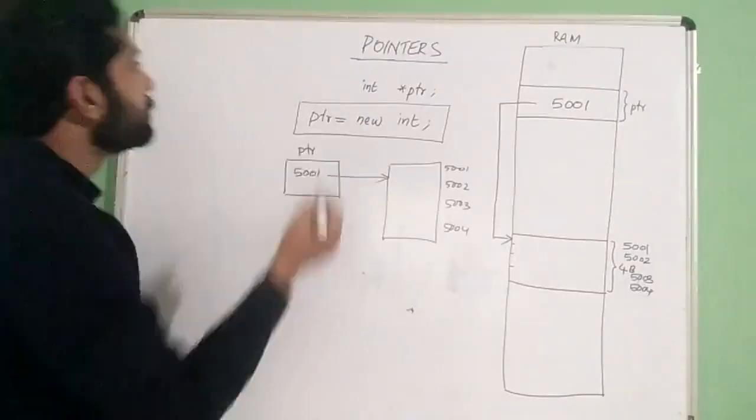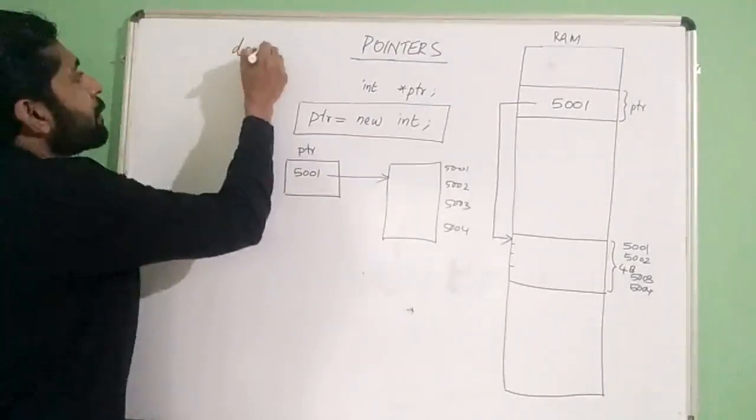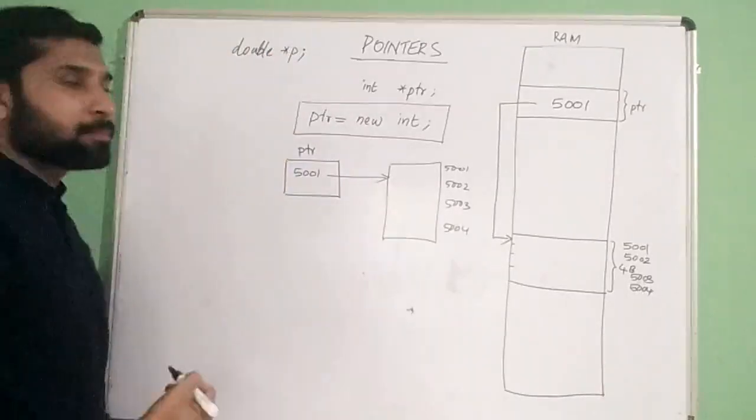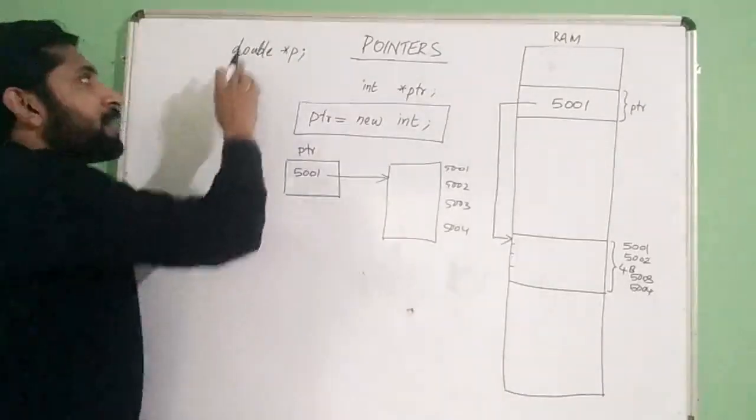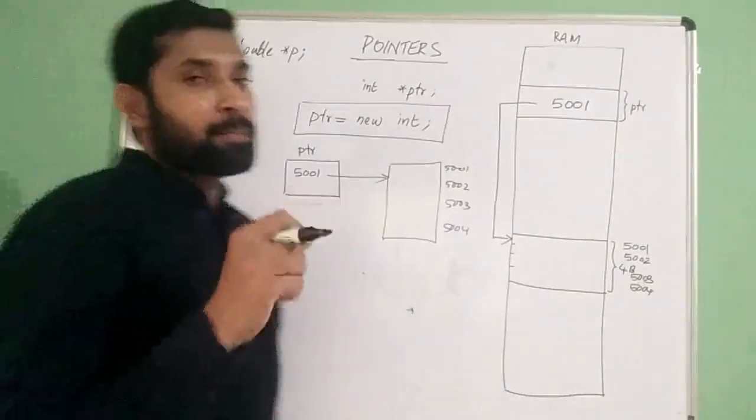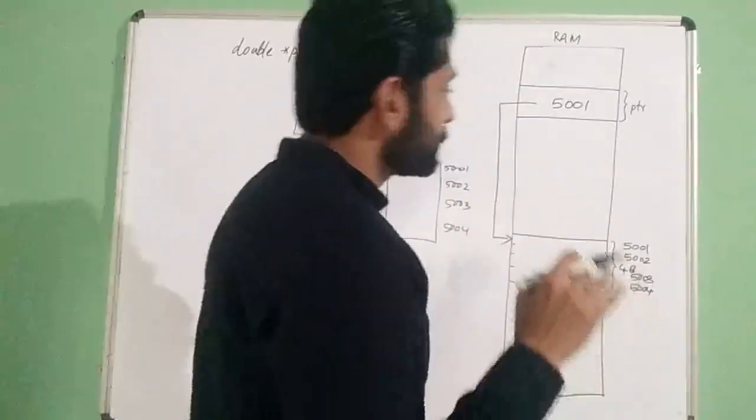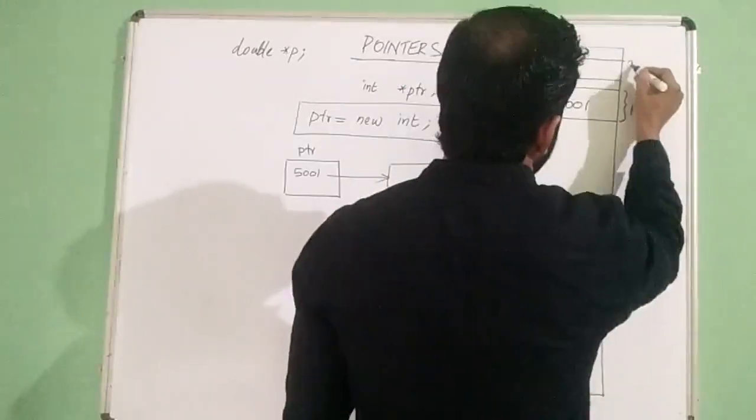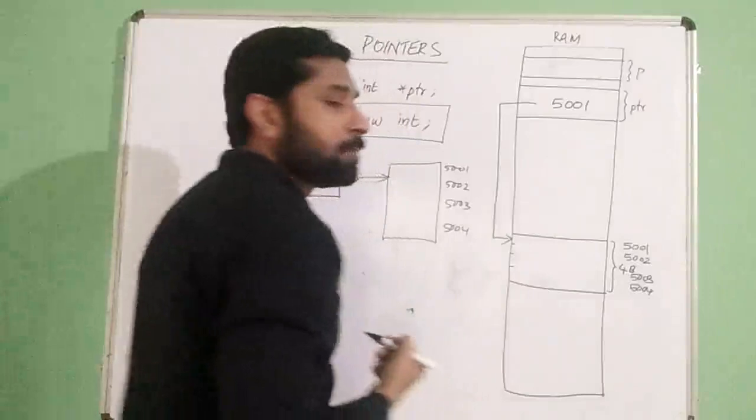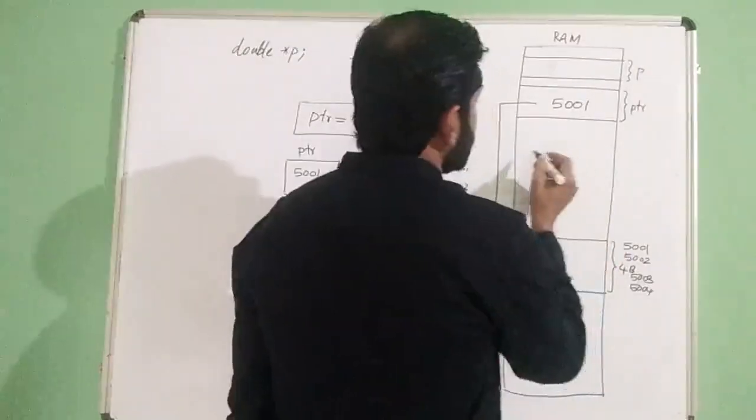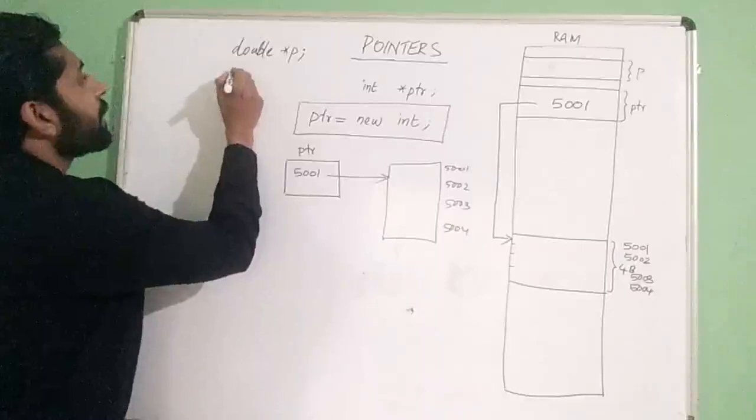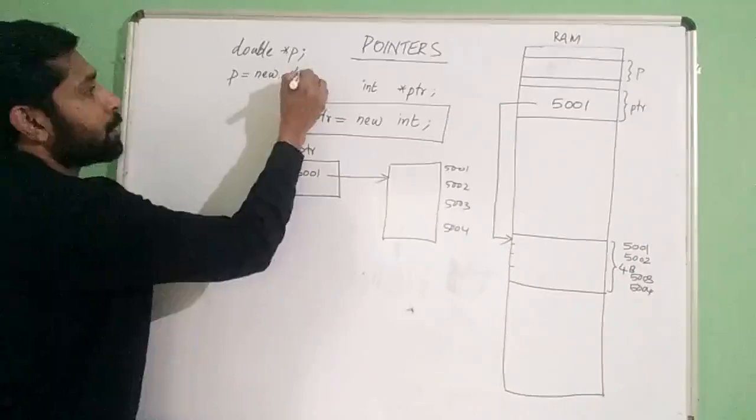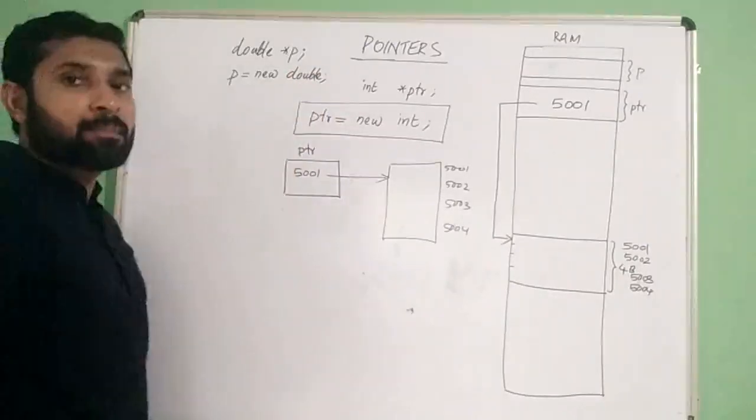Now another example. Double star p. P is a pointer of type double. Double data type uses 8 bytes. What happens? As in the earlier case, some bytes are reserved. This area is named P. Now we are writing a statement like this: P equal to new double. P is equal to new double.